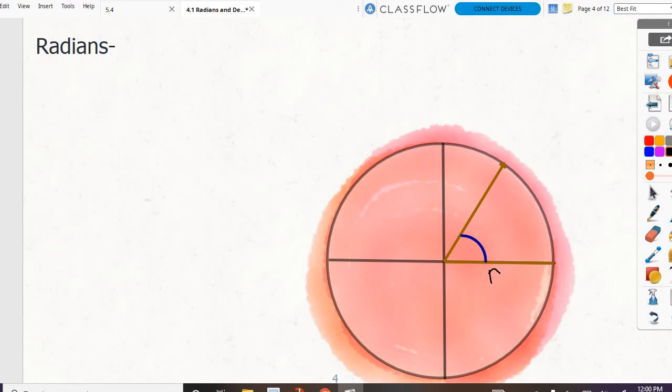Choose your marker. So we draw on the string? You can draw on the string, yeah.